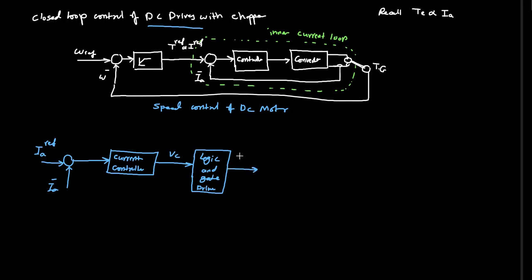So here we are having the gate pulses that will go to the chopper in order to achieve the desired voltage. And remember, the chopper has a fixed input DC and it has a variable output DC according to the duty cycle. So here is the output.